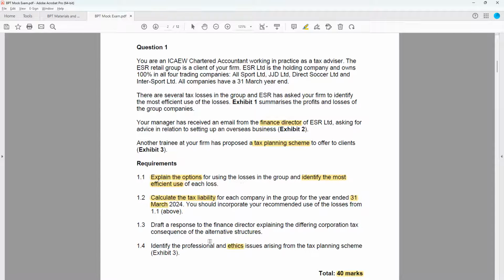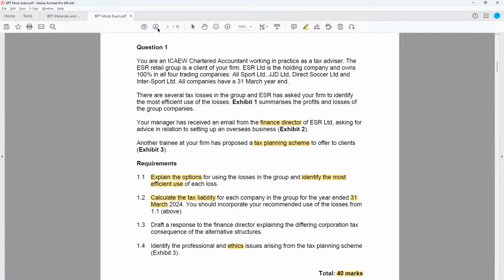And I do suggest doing them in order because quite often the ethics part relates to some of the earlier bits in the scenario. So it makes sense to do it in order, so that if anything feeds through from an earlier part into a later part, you'll be able to incorporate that into your answer.